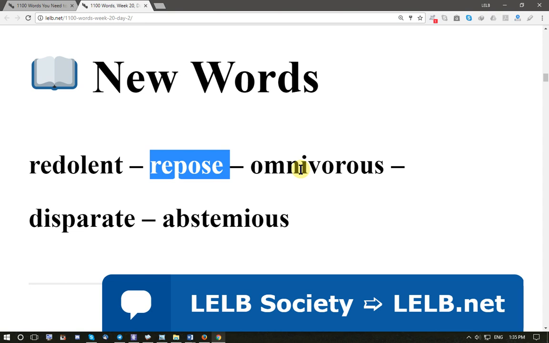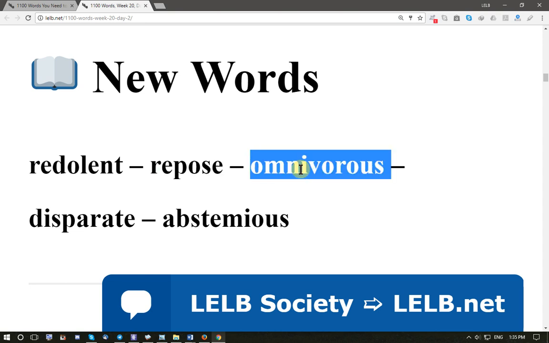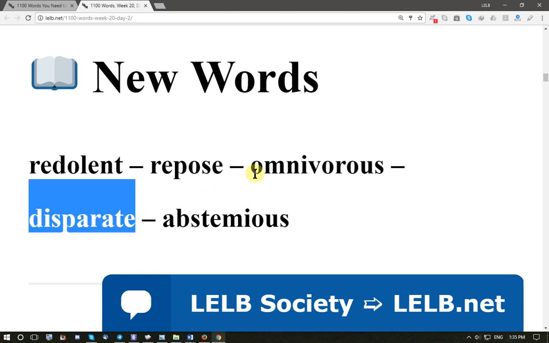Omnivorous. Omnivorous means eating everything. Flesh and vegetables. The flesh of animals, meat of animals, and also vegetables. For example, bears are omnivorous creatures.